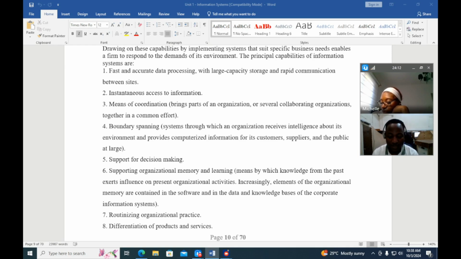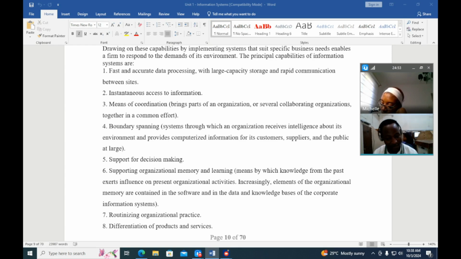So these systems enable the organization to receive what we call intelligence about the environment. It is also able to provide computerized information about its customers, its suppliers, and its public at large. In other words, they enable the connection between the organization and the external world, or the external environment.